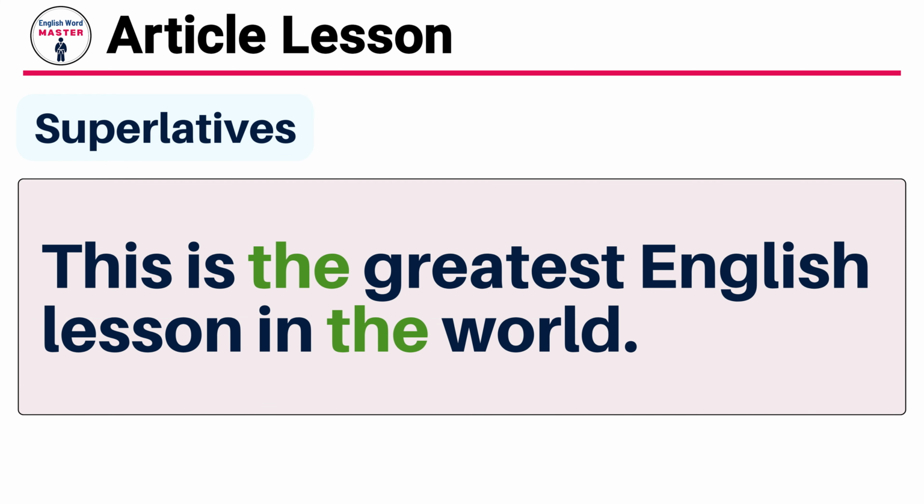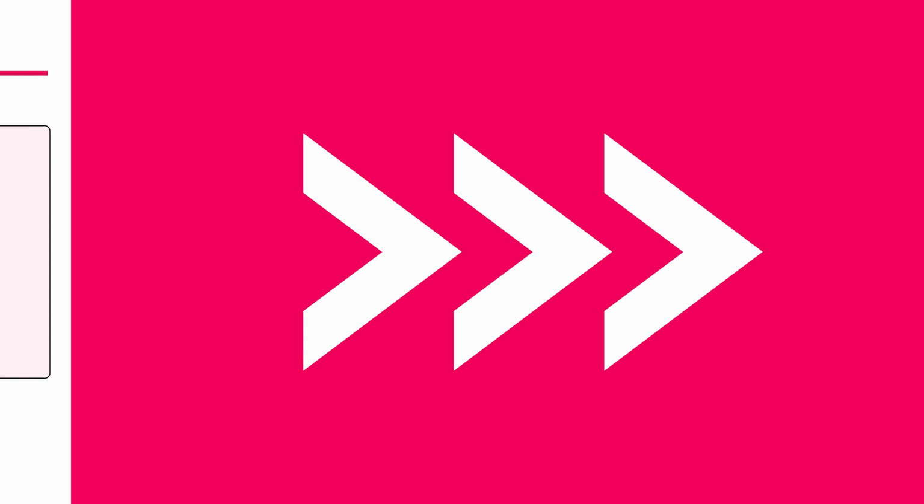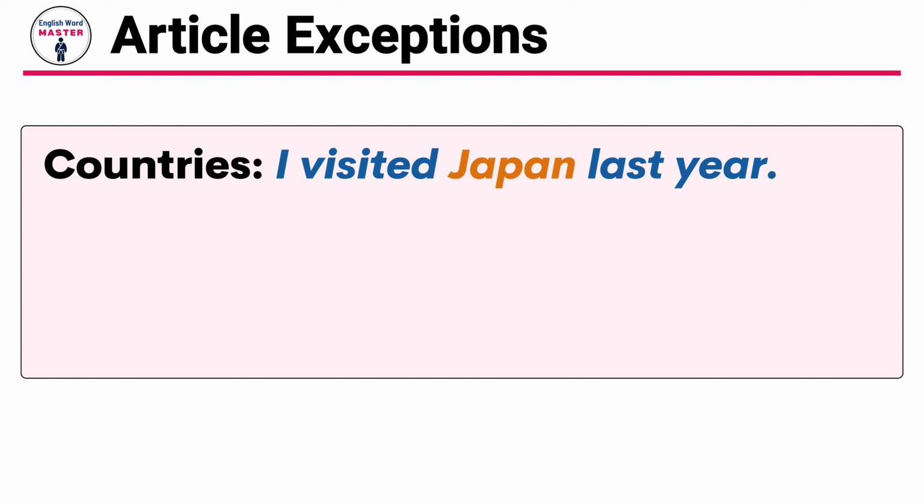For superlatives, the definite article is almost always used. Let's look at this example sentence. "This is the greatest English lesson in the world." Expressions like "the greatest" and "in the world" will always use "the." Let's move on to some exceptions. There are some exceptions where we don't use an article at all. For example, we don't use an article with countries. "I visited Japan last year."